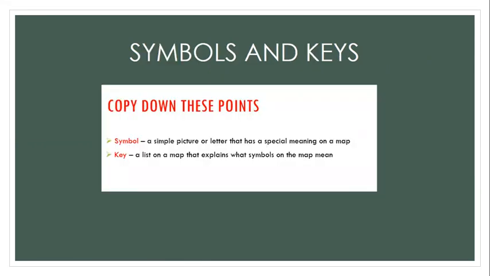Now, boys and girls, after side and plan views, we also focused on symbols and keys. These were the 2 very short, important points we had to copy down in the 3rd week of our geography lessons. A symbol is a simple picture or a letter that has a special meaning on a map. A key is a list on a map that explains what the symbols on the map mean.